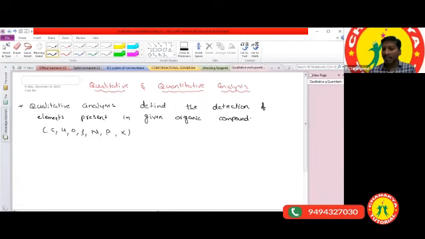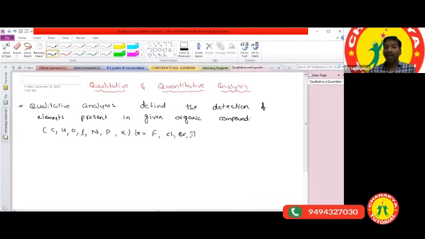Halogens can be represented with X. X is nothing but fluorine, chlorine, bromine, iodine. In most organic compounds, carbon is the main element, present in larger quantity. Along with carbon, the other elements present may be hydrogen, oxygen, sulfur, nitrogen, phosphorus and halogens.